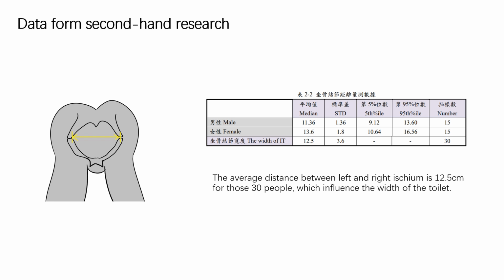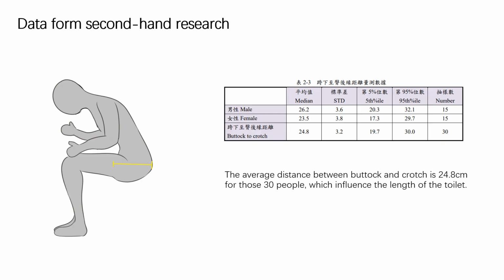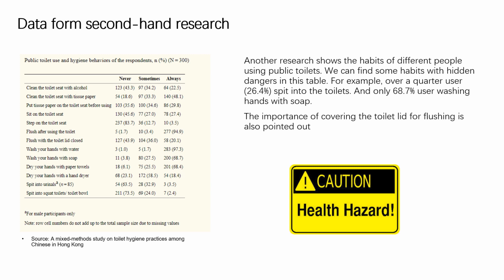So I will just go through that quickly. The data in this page is different from our results because what we measure is from beginning to end as a length, so that is longer than this one. This one is the second-hand research of the Hong Kong area. We can see here some different bad behaviors and habits of users when using the toilet.